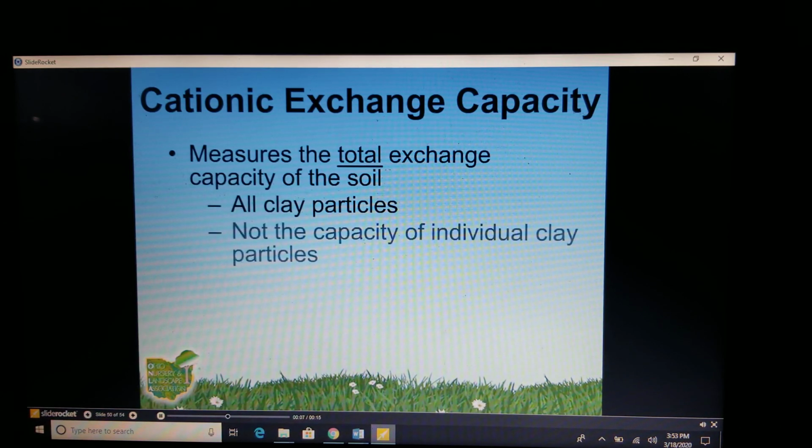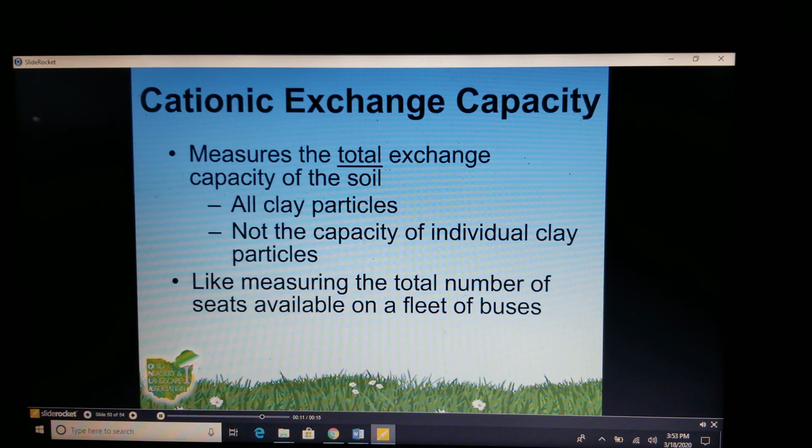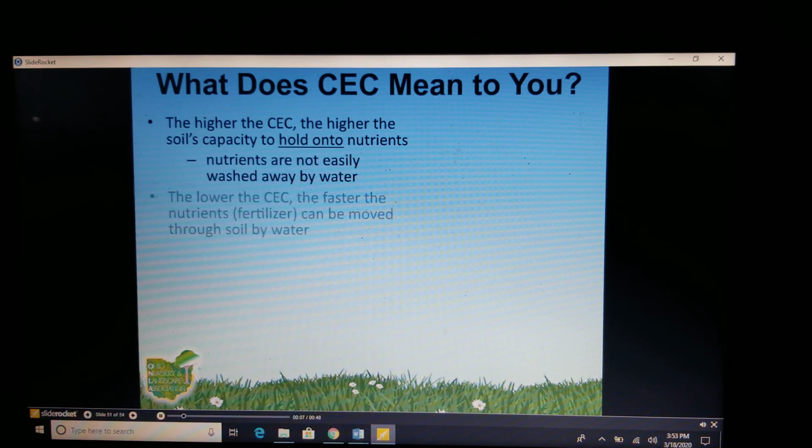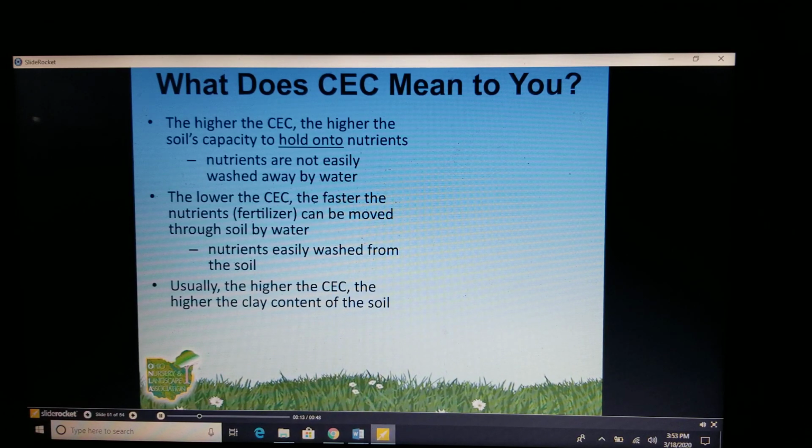CEC does not measure the capacity of individual clay particles. The process is similar to measuring the total seating capacity for a fleet of buses. The higher the CEC, the higher the capacity for soil to hold on to nutrients. The lower the CEC, the lower the capacity for soil to hold on to nutrients. Usually, the higher the CEC, the higher the clay content of the soil.